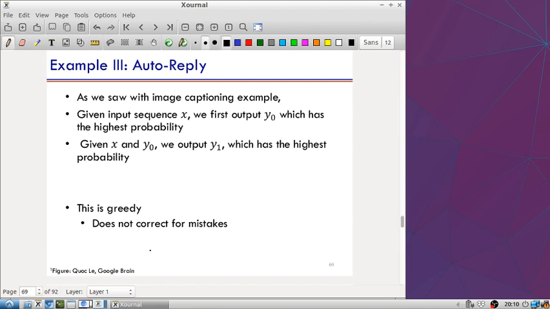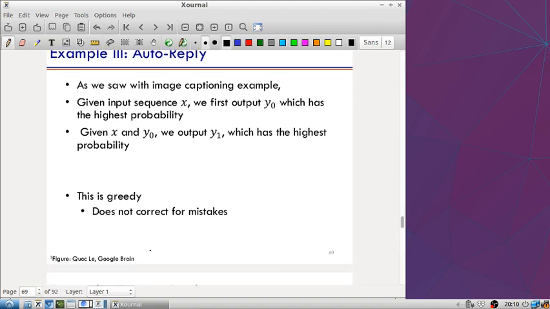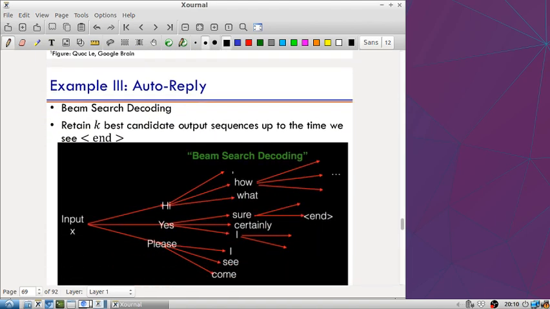Okay, but this could be greedy in the sense that if the first word is wrong, then all the subsequent words get wrong. So what people have suggested is to actually track multiple candidates for the responses that you want to generate and keep rescoring them. So that's called beam search. Okay, these are the intricacies that you'll get into once you get into any domain. So in this case, it's the auto reply problem that you want to solve.